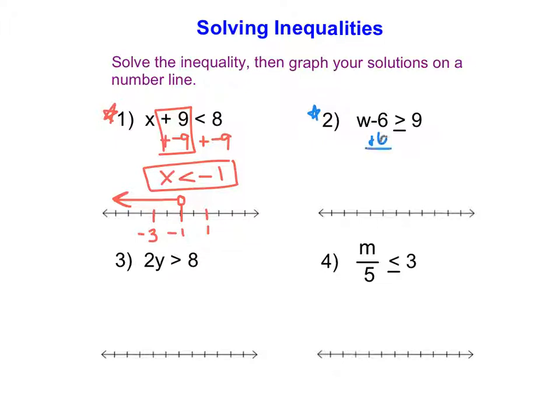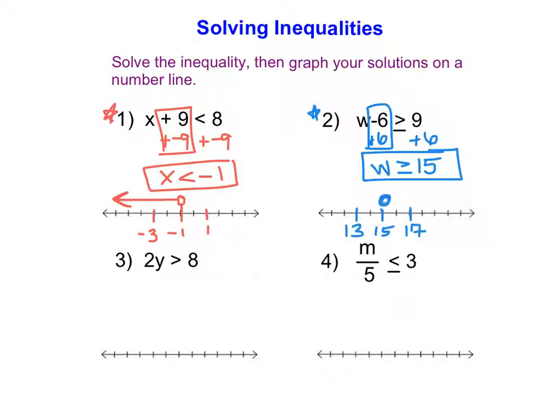Now if I look at the next one, hopefully your gut on number 2 is telling you to add 6 to each side so that these cancel out. So we have w is greater than or equal to 15. So there's our one-step solution. Then from there we want to plot all possible values for w on the number line. So we're going to plot those, put a closed circle because there's an equal to, and then we want to plot all of the values that are larger than 15.